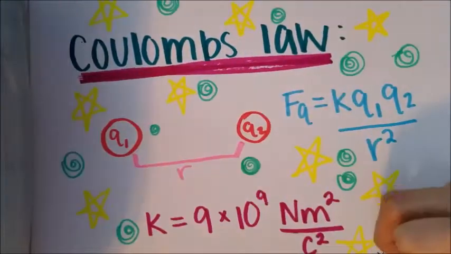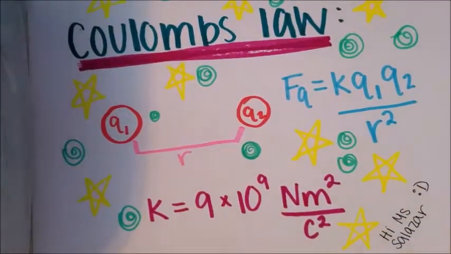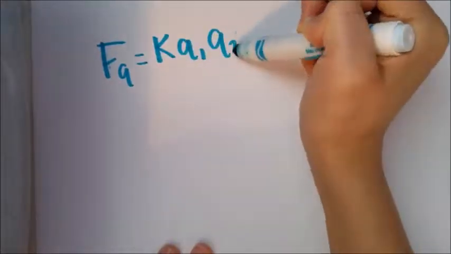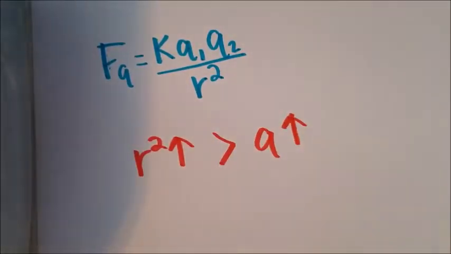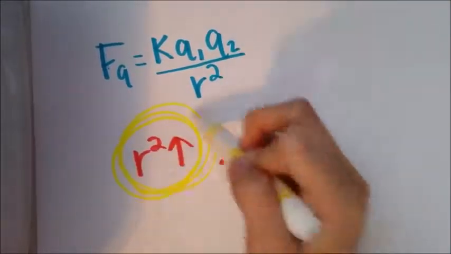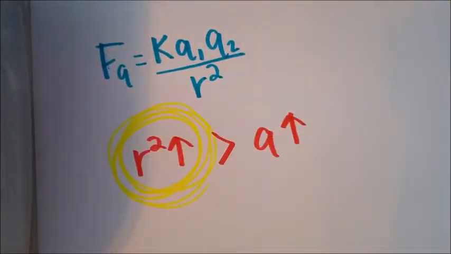Now, if you look at Coulomb's law, you can see the relationship between the electrostatic force and the magnitude of the charge, and the relationship between the electrostatic force and the distance. An increase in separation will cause a greater impact than an increase in one of the charges due to the r being squared. Now let's look at an example.